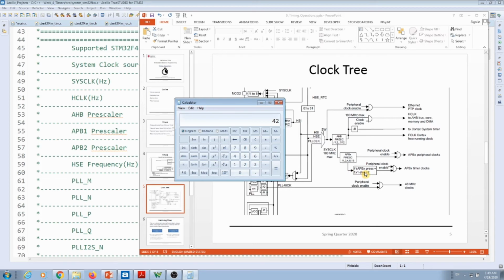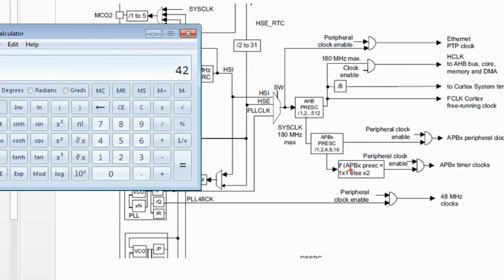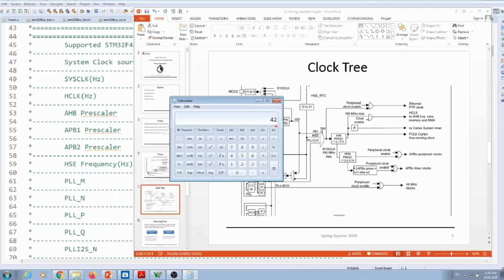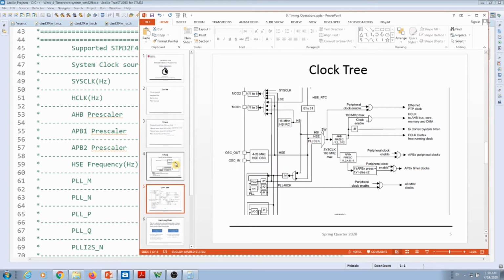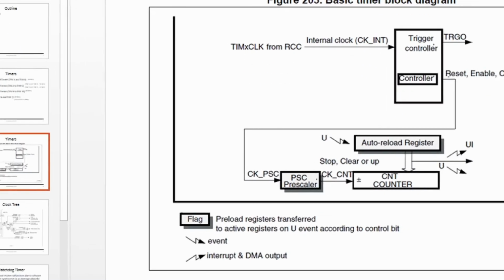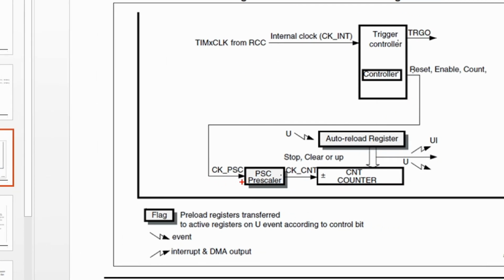But then there is this thing over here that says that if the APB prescaler is equal to 1, then multiply by 1, else multiply by 2. Our APB prescaler is not 1, it's actually 4. So I'm going to multiply these by 2, which is the same thing as just dividing by 2 initially. So right now, I know that my APB timer clocks are running at 84 megahertz. This is what is entering over here, 84 megahertz before your prescaler.